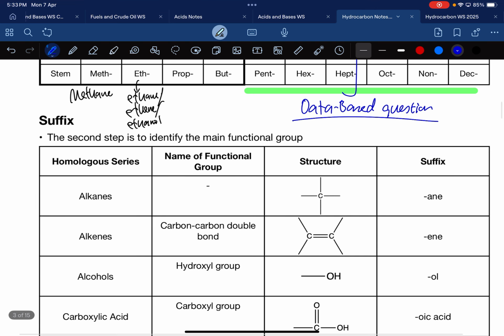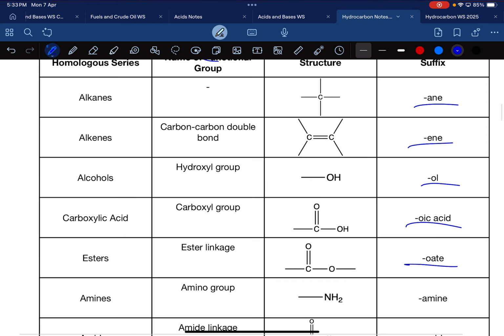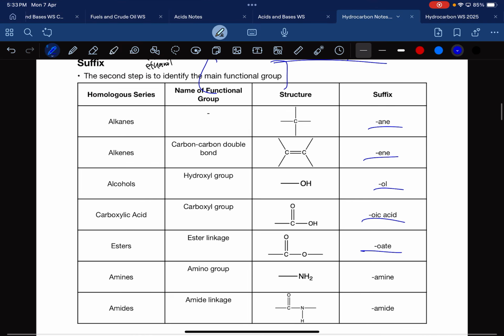Suffix is based on functional group as we talked about. Your ane, your ene, ol, oic acid, and so on. We'll get to the important parts of the naming later on.